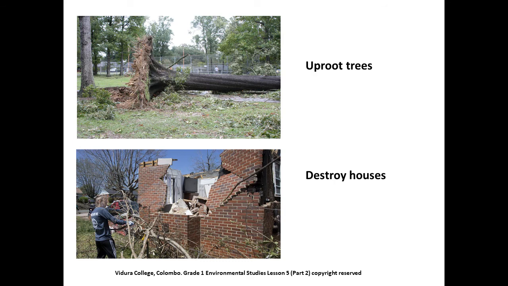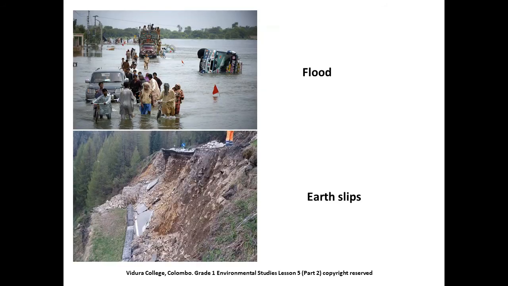Heavy rain and wind can uproot trees. Whether it's a big or small tree, the heavy wind can uproot it when it becomes extreme weather. And in the next picture, you can see a house which has been destroyed by heavy rain and wind. In the next picture, you can see a flood.